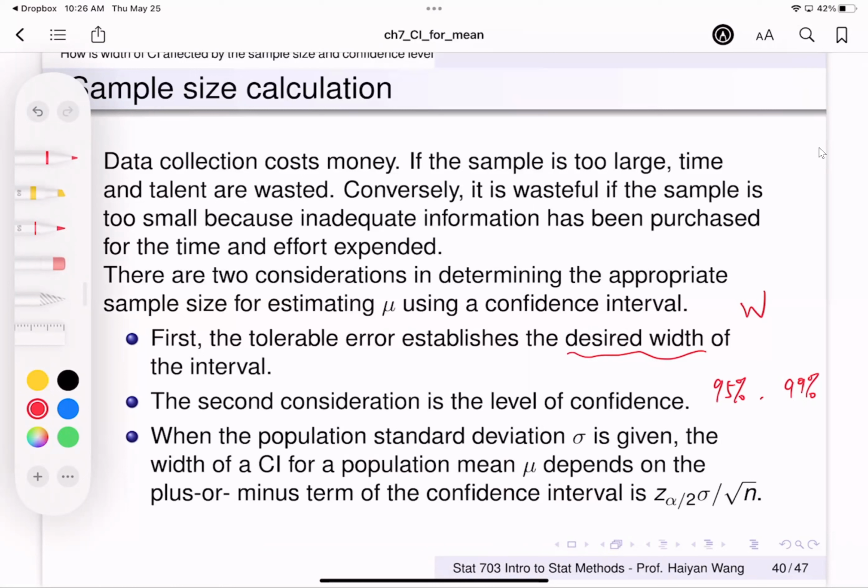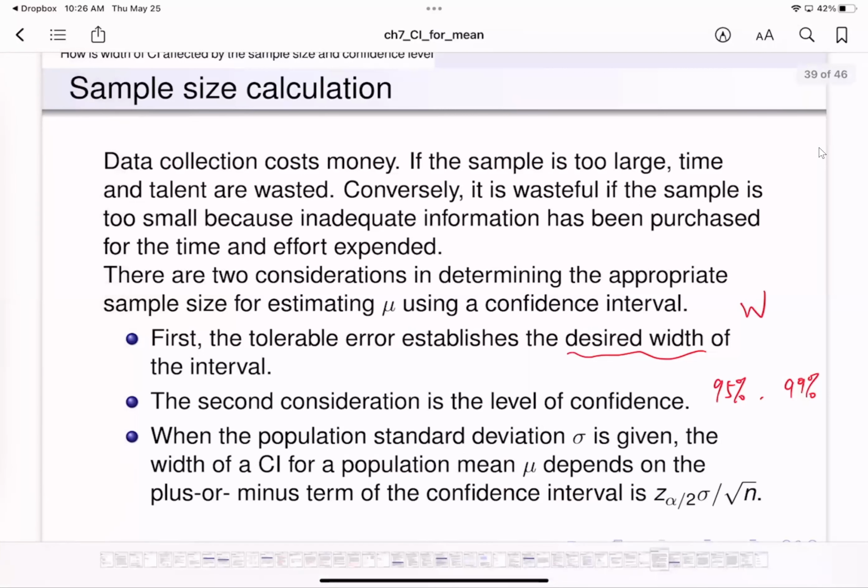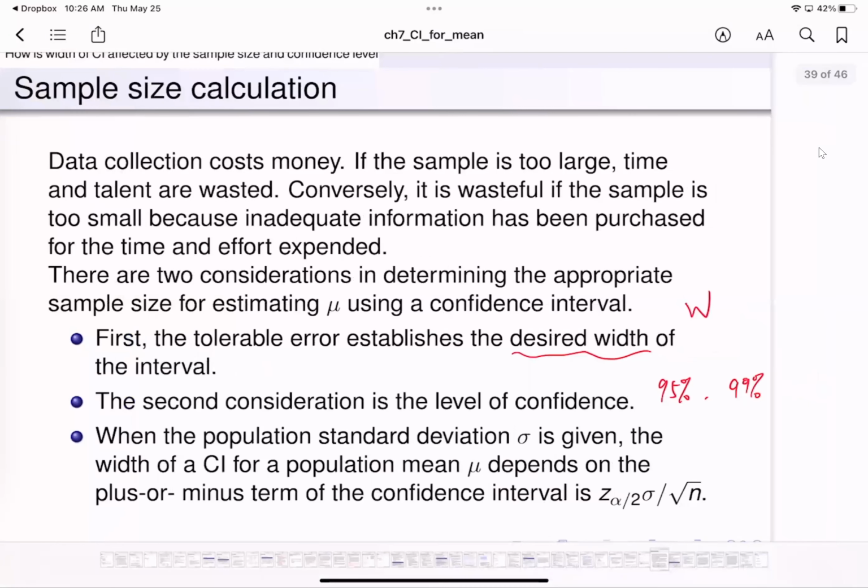Once we have those, next we would use this to determine what sample size is needed for the confidence interval to be of specified width. Because we already know from the previous slide that the width is really twice of z sigma over square root of n, times standard deviation over square root of n. So we also need to have an idea about the standard deviation sigma. If sigma is known, we're going to use it. But if sigma is not known, we will need to come up with some sort of guess about it.